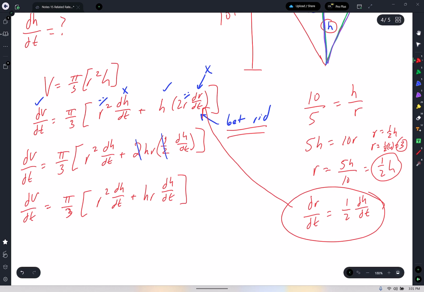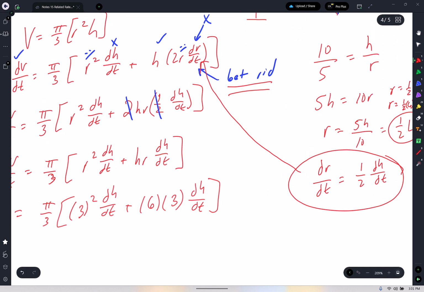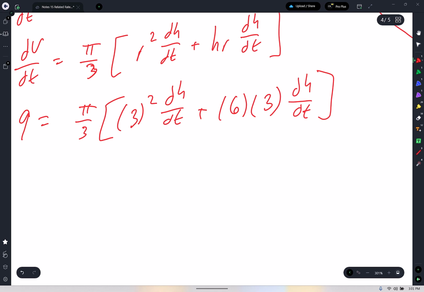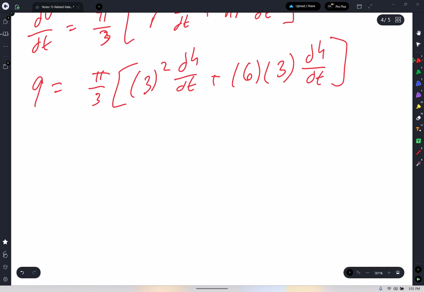We're plugging in now. So I'm going to zoom out so I can see my stuff. 9 equals pi over 3, bracket, r was 3, so 3 squared dH/dt plus h, which is 6, times r, which is 3, dH/dt. Okay, let me close the bracket and let me zoom in. All right, we're done, guys. We're just doing algebra now. Hopefully your algebra skills are getting better because of all this.